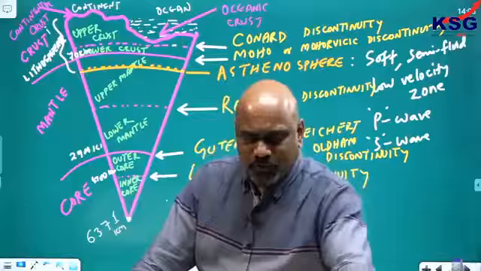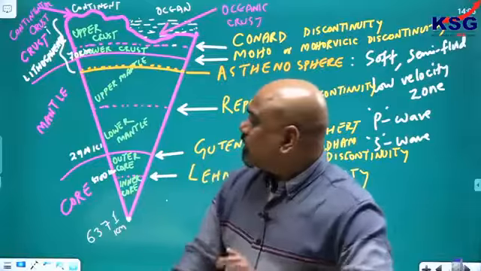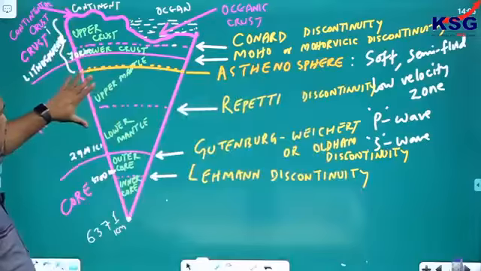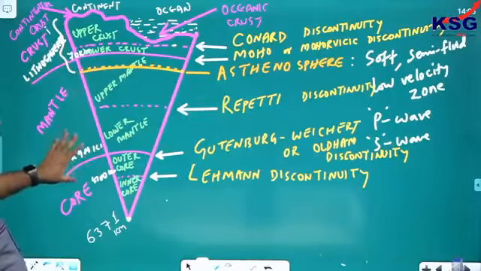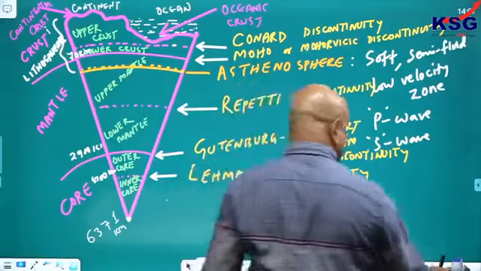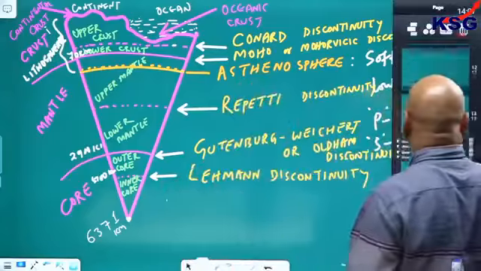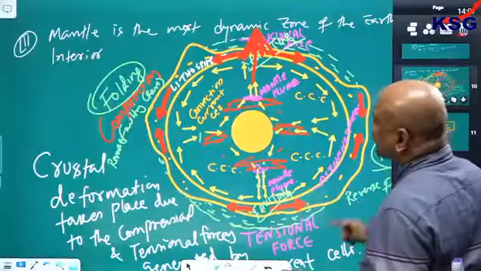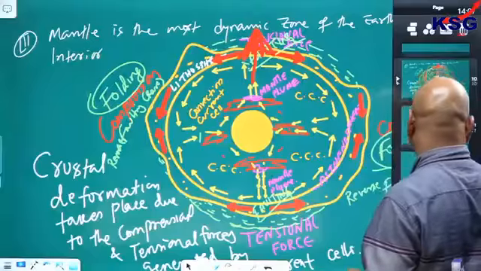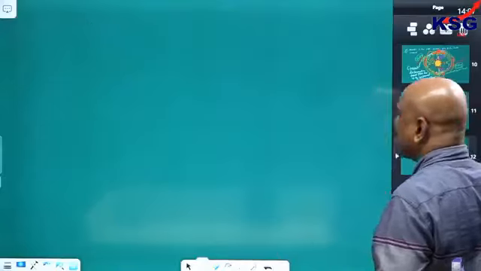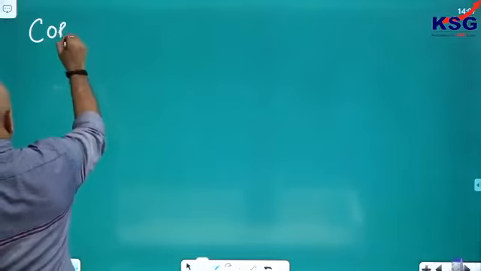Now we will go for the rest of the things. So we did discuss the crust and mantle. Now I will go for the core of the earth. The core is the densest part of the earth. You know that this is the core. The core is the innermost and densest part of the earth.